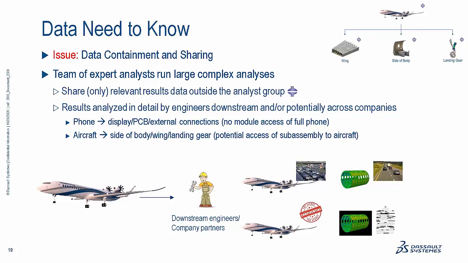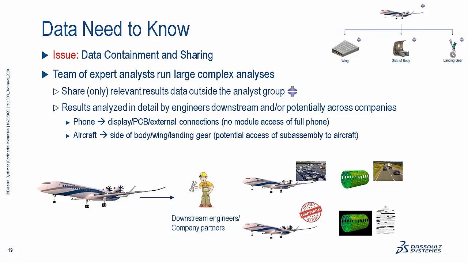Now, for instance, if you had a phone, you might have different module level groups, and the same applies to aircraft. You have different module level groups. For a phone, it might be display, printed circuit board, external connections. For an aircraft, it might be fuselage, body, wing, landing gear. But you don't want the module teams necessarily to have access to the full phone, because you don't want your phone leaking to the press before it's out and sent out to customers.